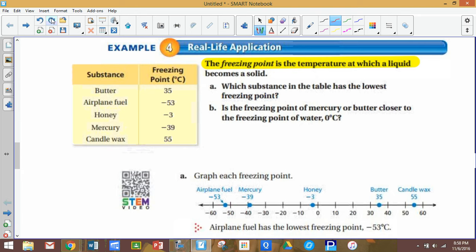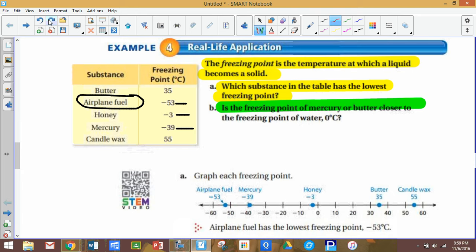So the freezing point is the temperature at which liquid becomes a solid. Which substance in this table has the lowest freezing point? Okay, so we have a negative 53, a negative 3, and a negative 39. We know one of those numbers is going to be the lowest. Which one is the lowest? That would be airplane fuel, which is negative 53. That would be furthest to the left on a number line.